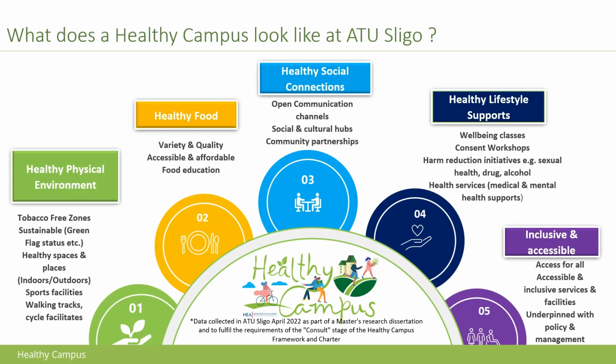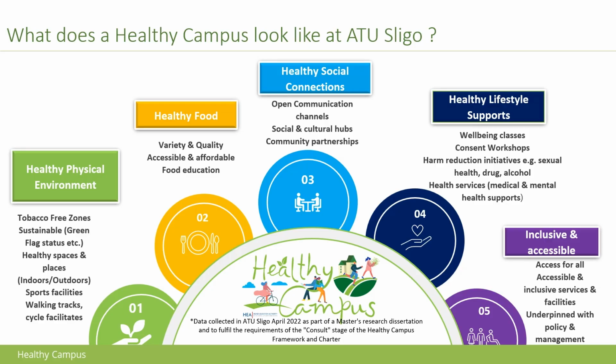This particular slide breaks that out a little bit more. What did people mean by a healthy physical environment? They felt that there should be tobacco-free zones. They felt that a healthy campus should be sustainable, so it should have green flag status, for example. They felt that we should have healthy spaces and places. This was just after COVID as well, and I think people really wanted places on campus outdoors where they could get some fresh air, but also indoor spaces that were a little bit smaller and more confined than large open canteens.